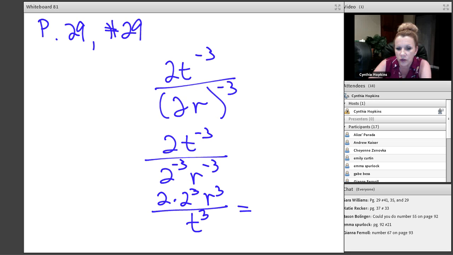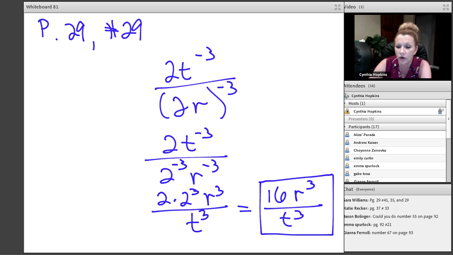Okay, so I know 2 to the third is 8, because it's 2 times 2 times 2, not plus, times. So I get 8 times another 2 is 16, r to the third over t to the third. Okay, so I'm giving my answers so that I have no negative exponents. And I also don't want any 0 exponents. And for my classes, 3rd and 5th period, nobody asked any questions about 0 exponents.